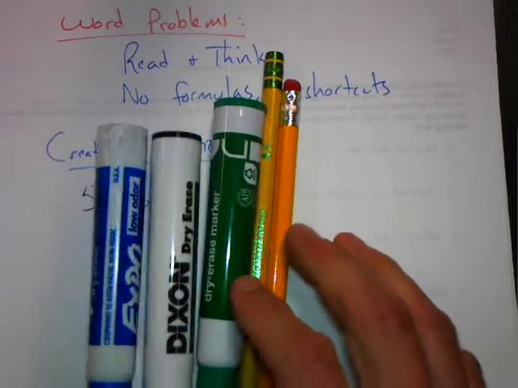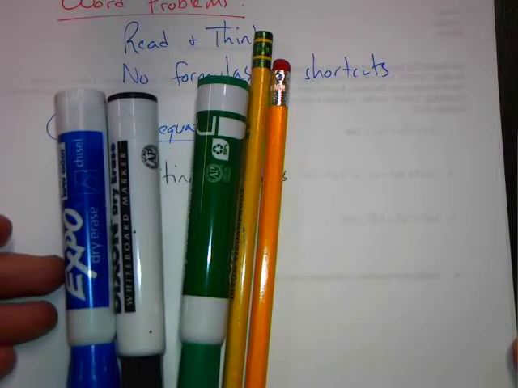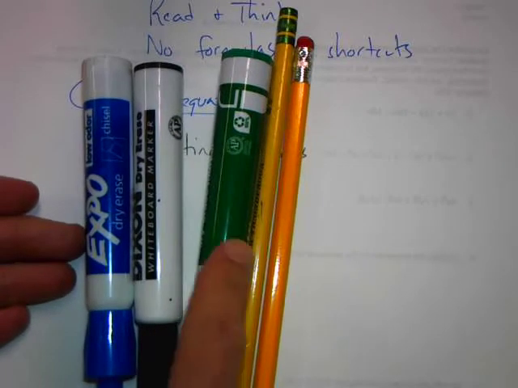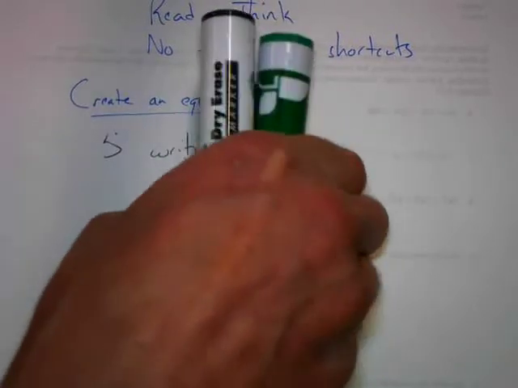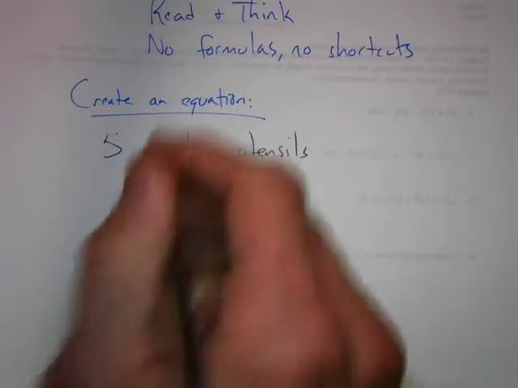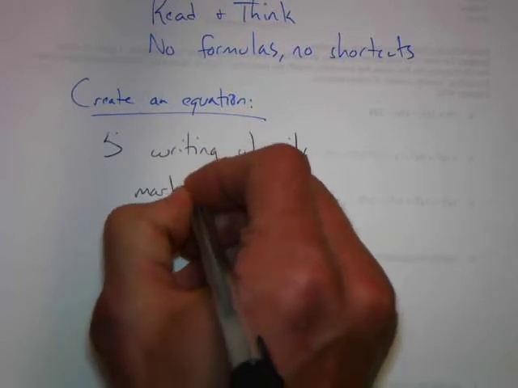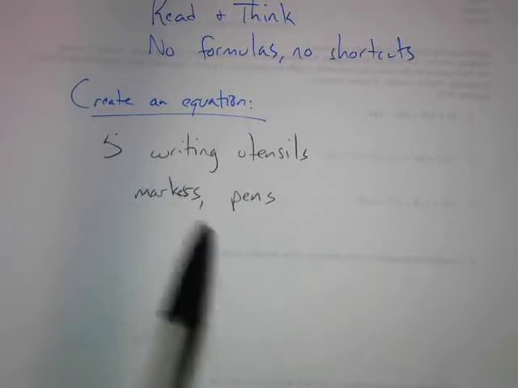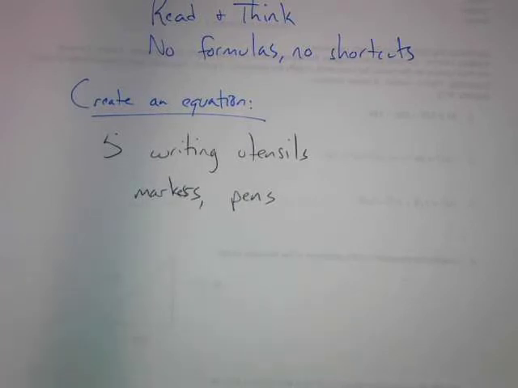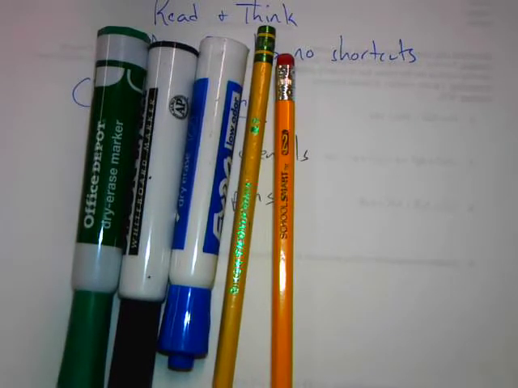I'm going to ask you another question. We have these 5 writing utensils. What kinds of writing utensils are there? The writing utensils are made up of markers and pens. We have 5 writing utensils. Some of them are markers and some of them are pens. Now, where did the number 5 come from? The number 5 came from the fact that we have markers and pens, and we have 5 of them.